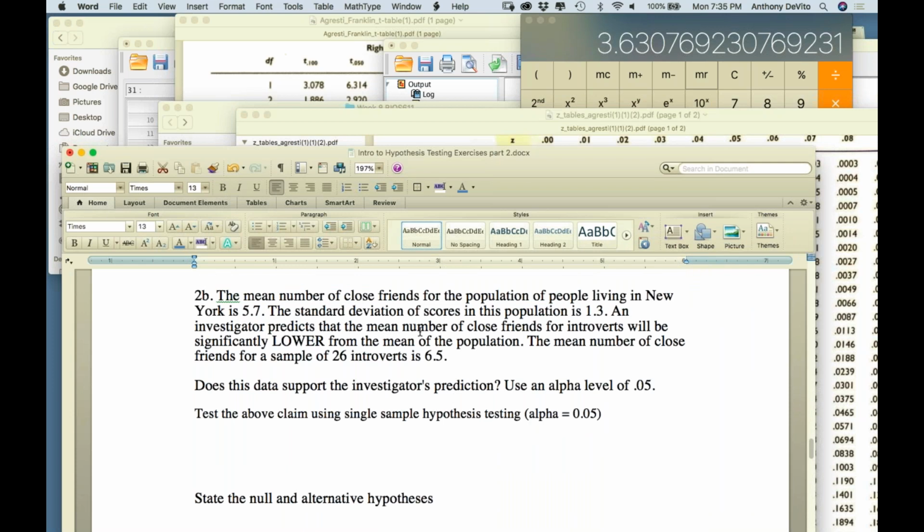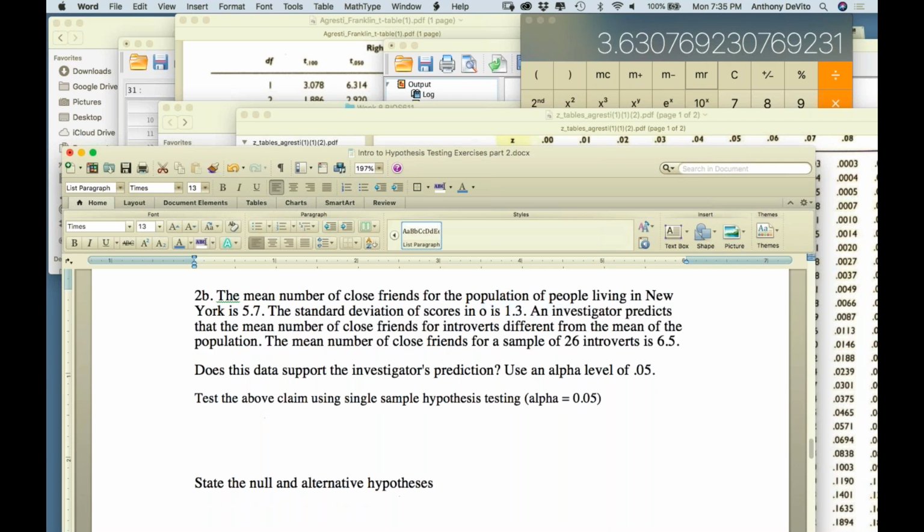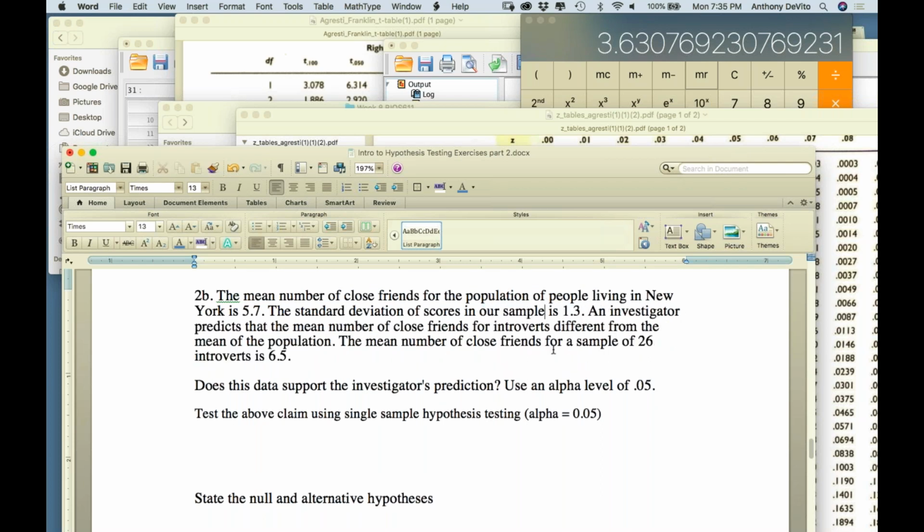Now let's do the same problem again, except this time we don't know the population standard deviation. The mean number for the introverts is different. Standard deviation of scores in our sample is 1.3, and the sample size is only 26. I can't use Z now, right? I have to use the T values, right?